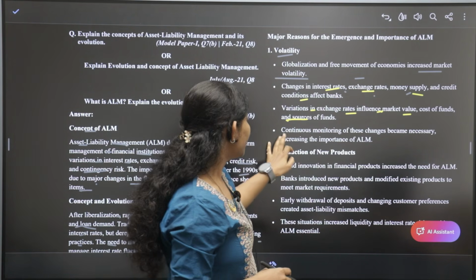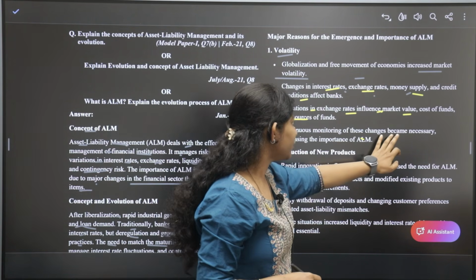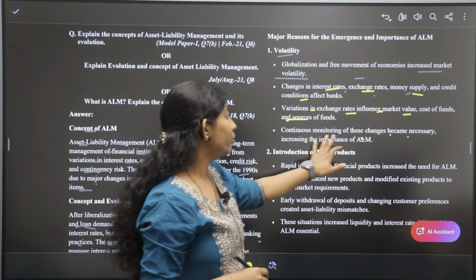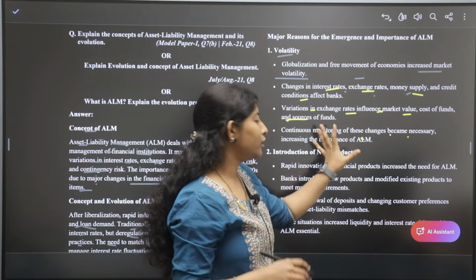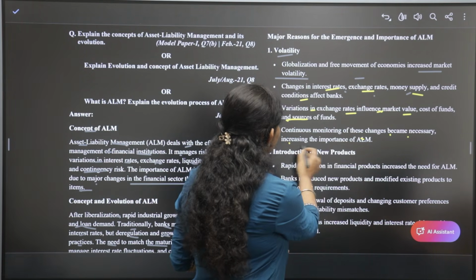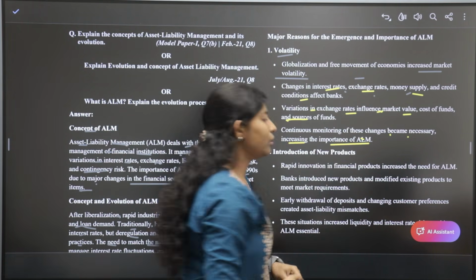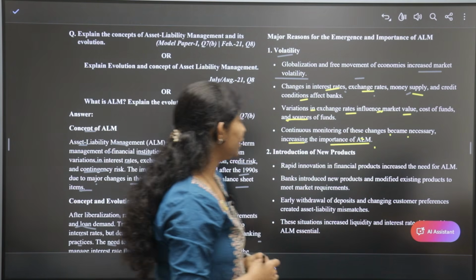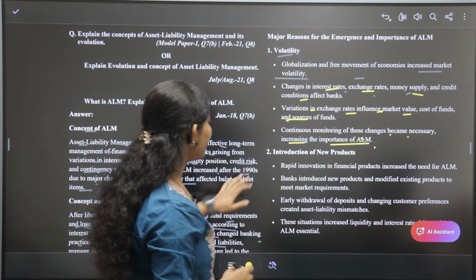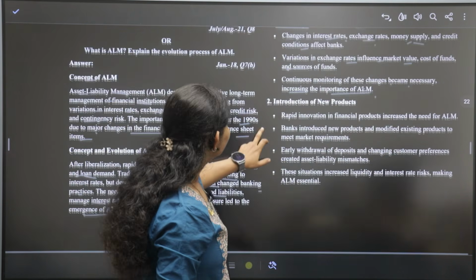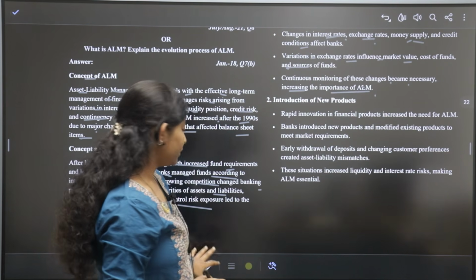Next, continuous monitoring of these exchanges becomes necessary. Okay, so here it is going to help companies with continuous monitoring, which is very necessary, increasing the importance of ALM. This will increase the importance of ALM in such companies. Next, we have the introduction of new products.